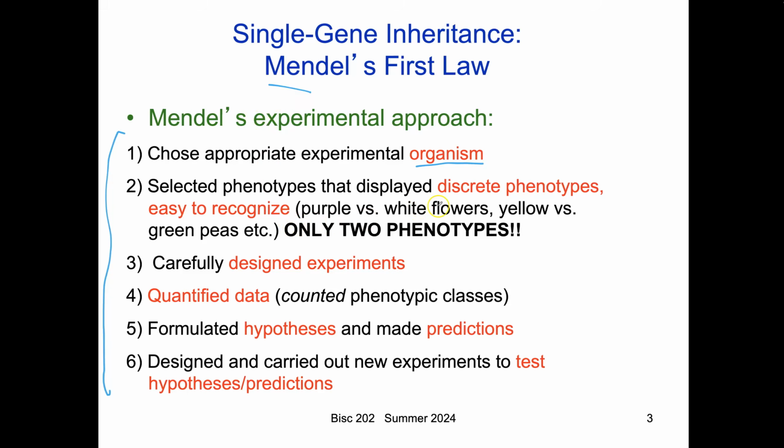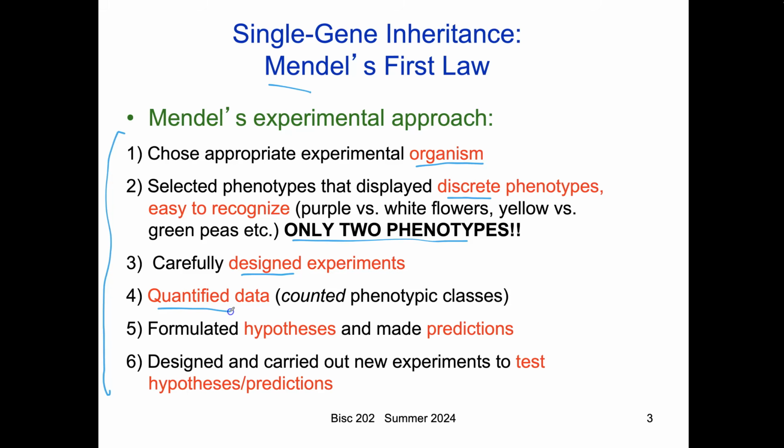He also selected phenotypes that were discrete, so they weren't varying shades of flowers. It was either purple flowers or white, and all the white ones looked exactly the same, and all the purple ones looked exactly the same. And they were easy to tell. You didn't have anything where you weren't quite sure what the flower color was, or what the pea color was, or the pod color. And he chose characters that had only two different phenotypes, right? Then he designed his experiments very carefully, and I'll talk about that a little bit.